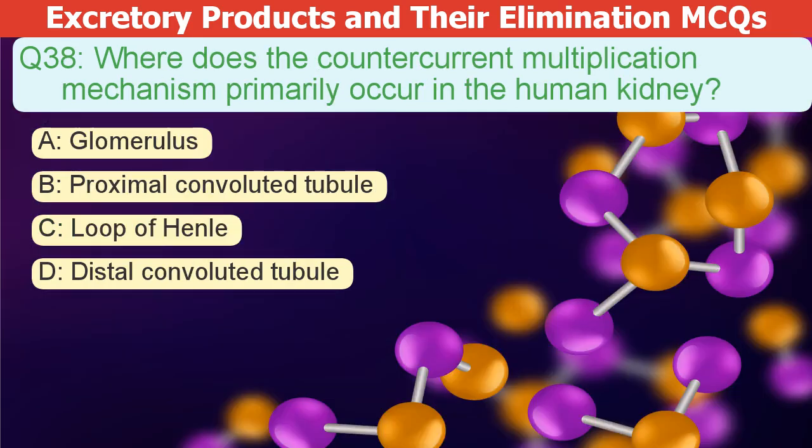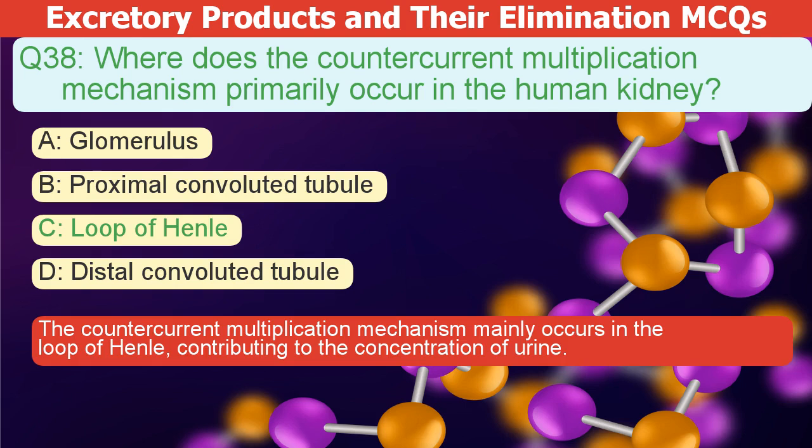Where does the countercurrent multiplication mechanism primarily occur in the human kidney? A. Glomerulus. B. Proximal convoluted tubule. C. Loop of Henle. D. Distal convoluted tubule. The correct answer is C. The countercurrent multiplication mechanism mainly occurs in the loop of Henle, contributing to the concentration of urine.